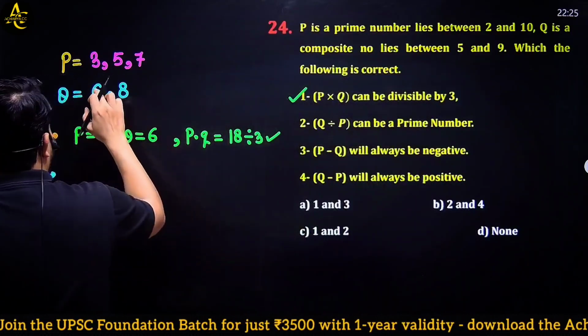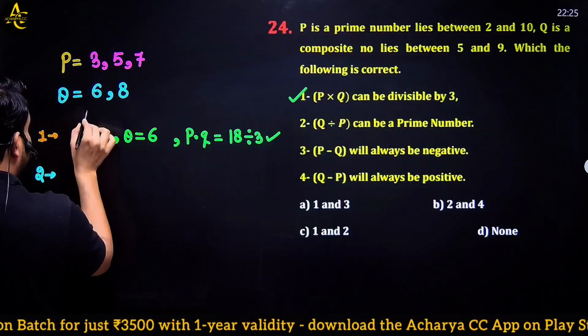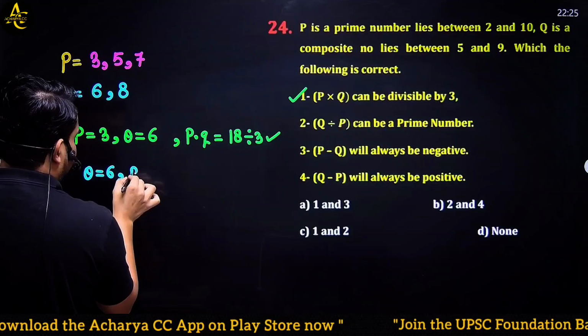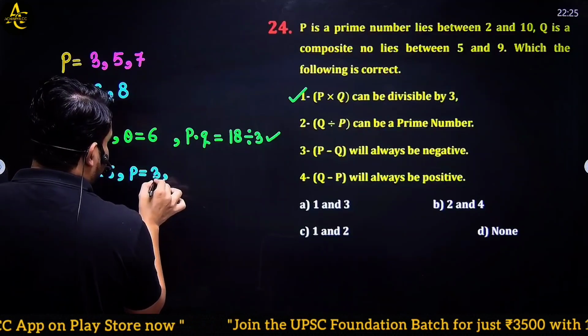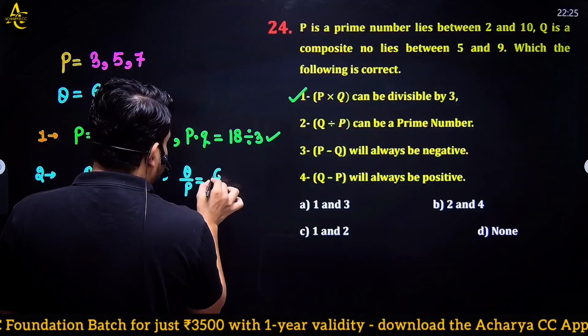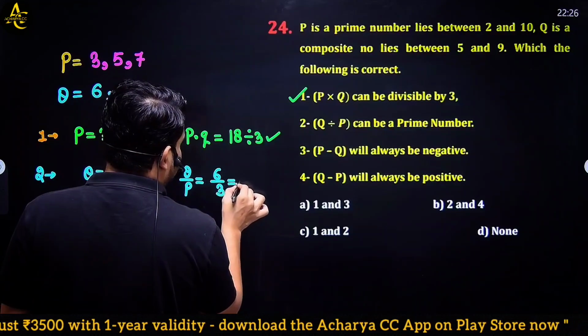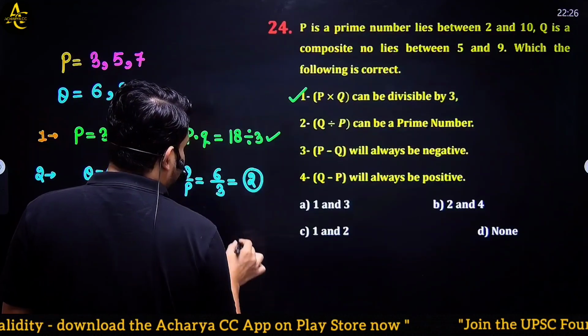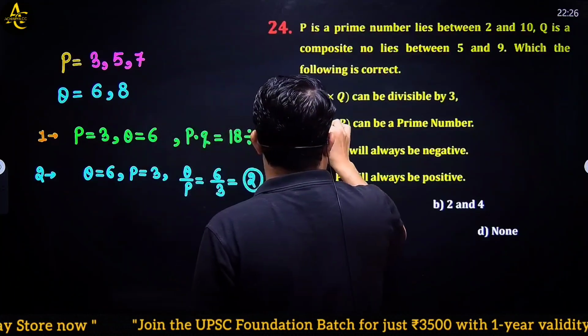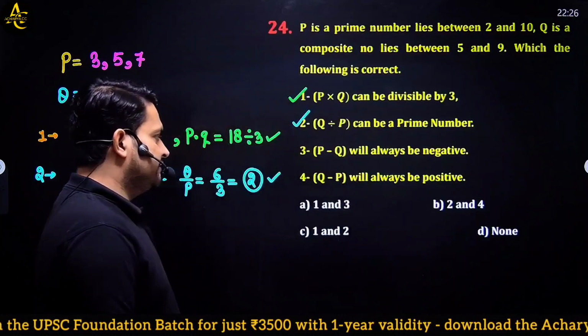See, if I take q equal to 6 and p equal to 3, so q upon p is equal to 6 upon 3, and 6 upon 3 is equal to 2. And you know that 2 is a prime number. So the second statement is also correct.